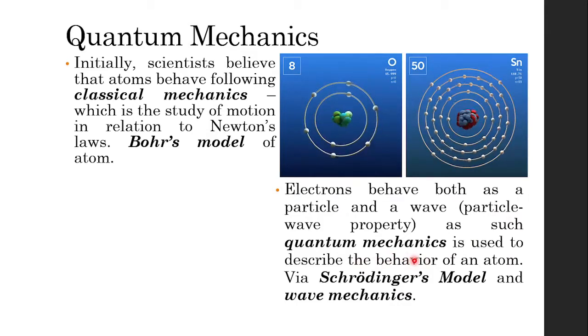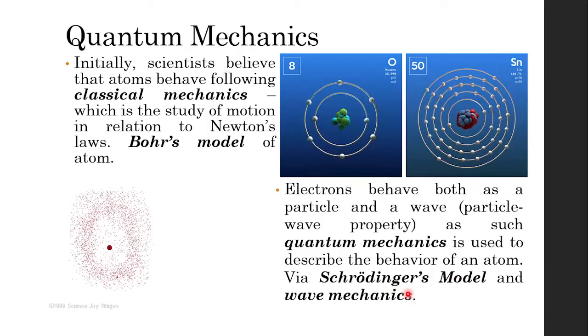So quantum mechanics is used to describe the behavior of an atom. More specifically, it is used for us to predict the probable position of an electron. And we do this via Schrodinger's model, or wave mechanics. What do we mean by that? So instead of taking the electron and just placing it around a circle like what we do in Bohr's model, for the electron in quantum mechanics, we actually just have this bunch of area.